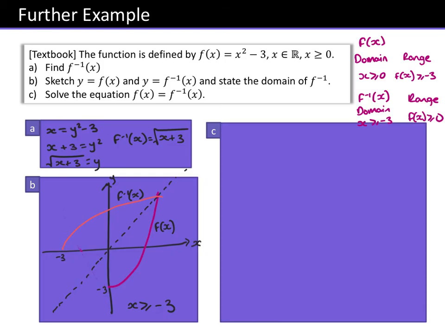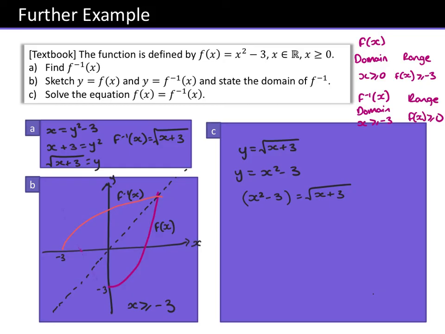Okay, but again, always look at the graph. Then it says solve the equation f of x equals f, the inverse of f of x. Well, whenever we're solving the equations, what should we do? Simultaneous. Put them equal to each other. So I have y equals the square root of x plus 3. And I also have y equals x squared minus 3. Okay? So I could put them next to each other. x squared minus 3 equals root x plus 3.